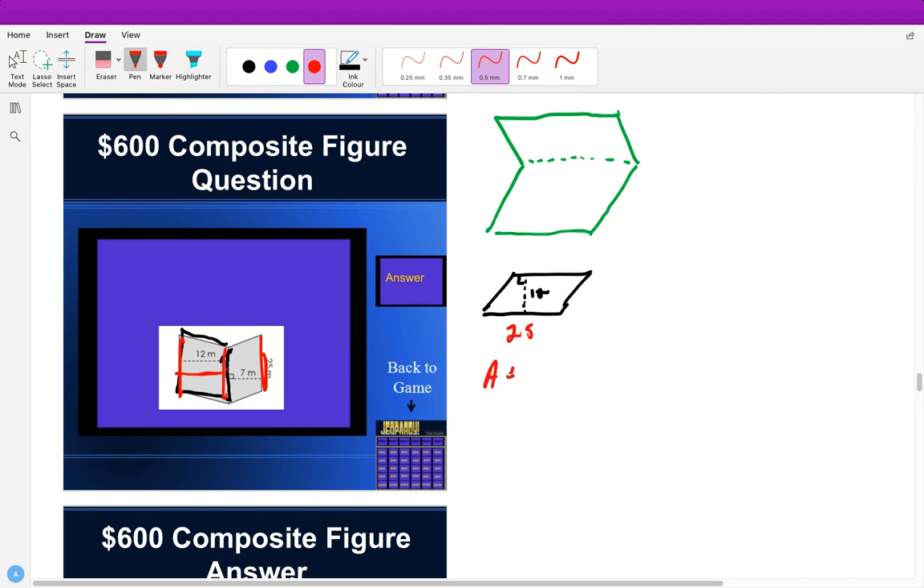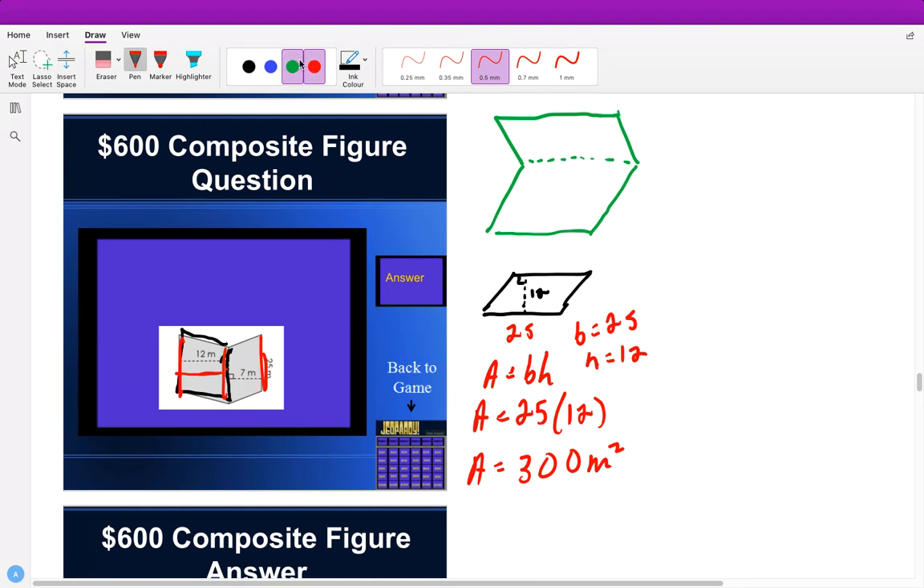So we can just say our area is equal to base times height. Our base is 25, and our height is equal to 12. So area is equal to 25 times 12, or our area is then equal to 300 meters squared.